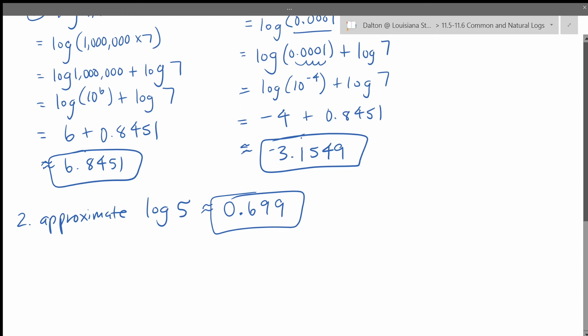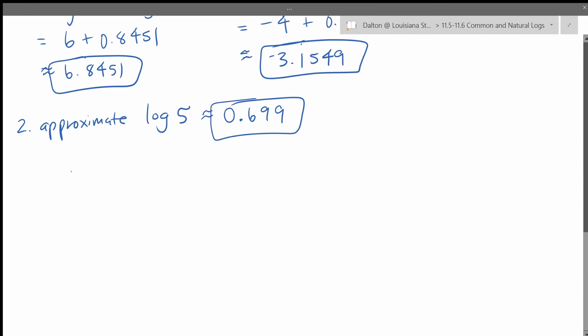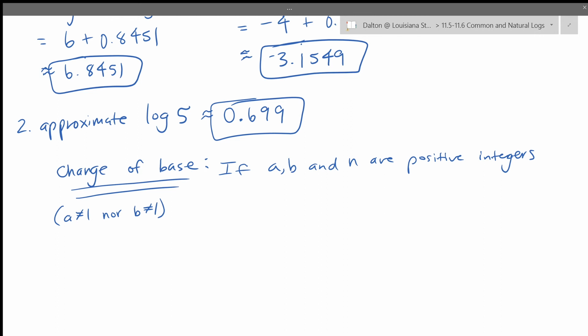Okay, so the other thing that we're going to have is this rule that's called the change of base rule. And it allows us to change any base of a logarithm that we want. The change of base rule says if a, b, and n are positive integers, and neither a nor b can equal 1 in order for this to be true. So if a, b, and n are positive integers, and a is not equal to 1, nor is b equal to 1, then the following is true.